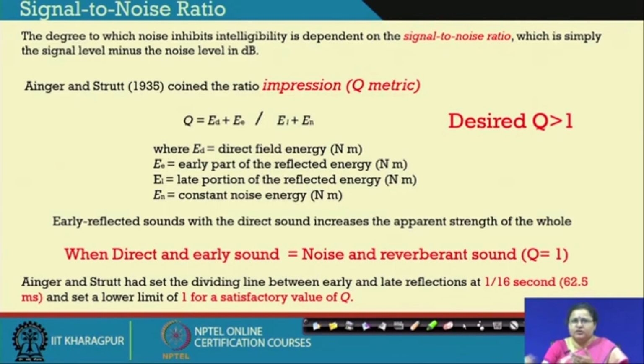So, for a satisfactory design, the minimum value of Q desired is 1, when the signal is equal to the noise. Other than that, we always expect that Q will be of the order of 2, 3, 4 even, so that we get a very good strength of the signal and very little noise. So, with this understanding, we will go to the next slide.